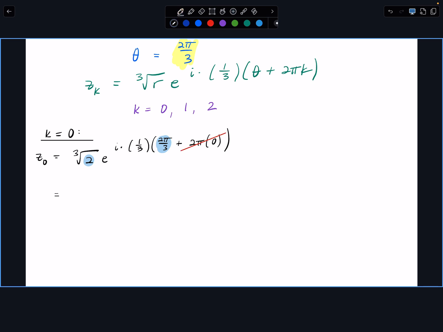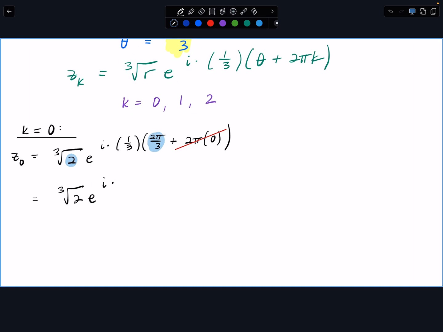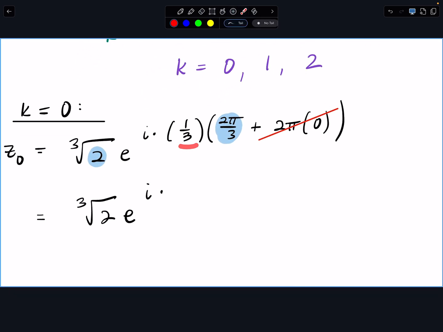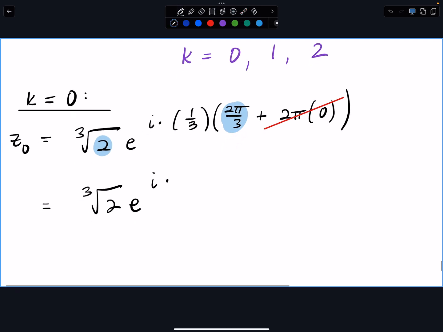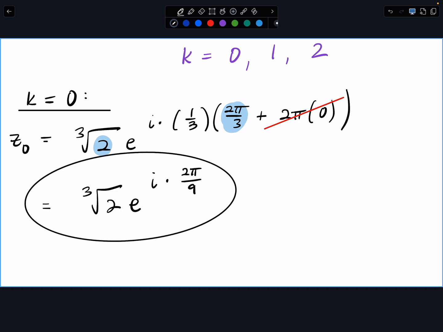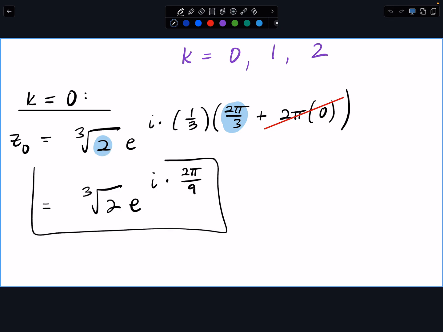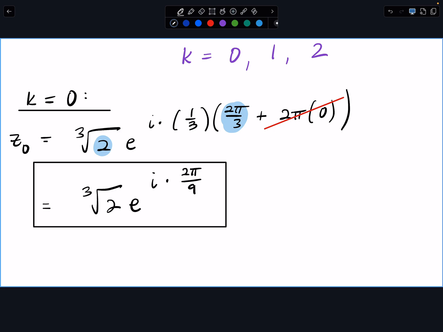So this just becomes the cube root of 2 times e to the I times, right here, guys, what is 1/3 times 2 pi over 3? 2 pi over, what'd you say? 3 times 3 is 9. Is that what you said? Okay, good answer. Hey, we have one answer. How many more times do I have to do this? 2 more times.